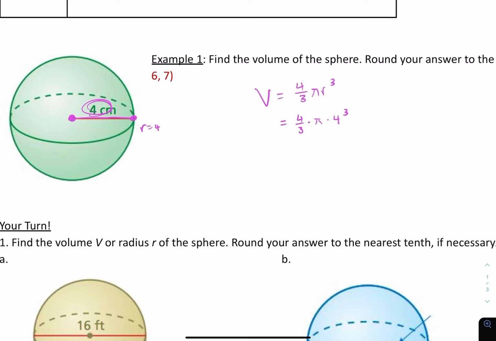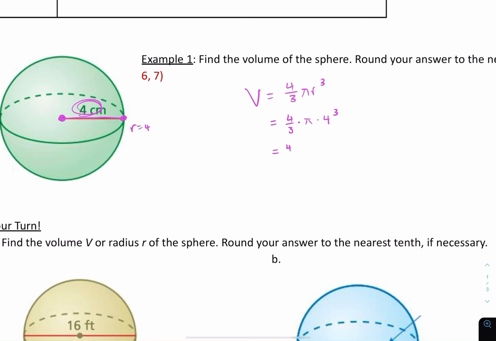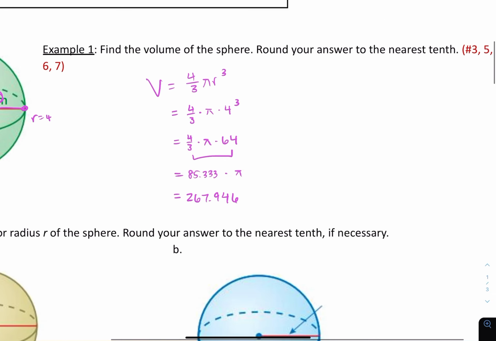Okay, so from here, I would plug it into your calculator. So 4 cubed, right, to the power of 3 is going to equal 64. So I have 4/3 times pi times 64. This one I'm gonna multiply 4/3 times 64 first, and it looks like I get like 85.3333 repeating. Multiply that by 3.14, and you should get 267.946 repeating.